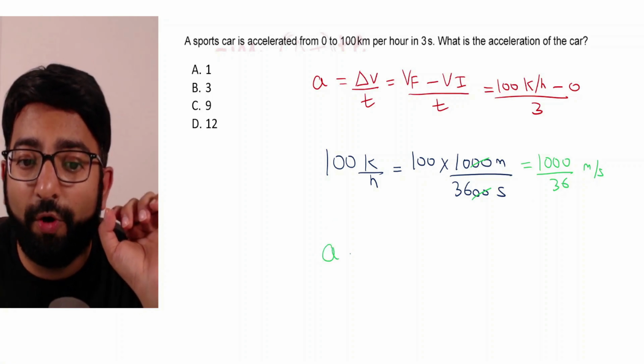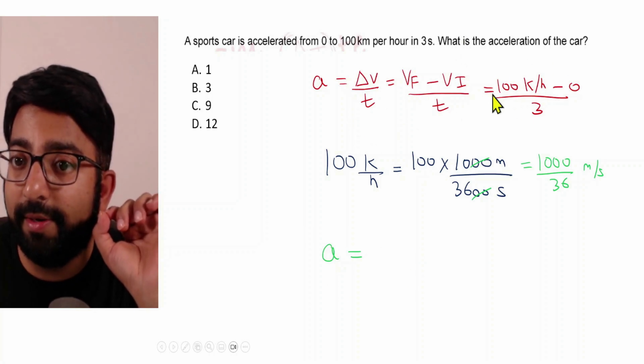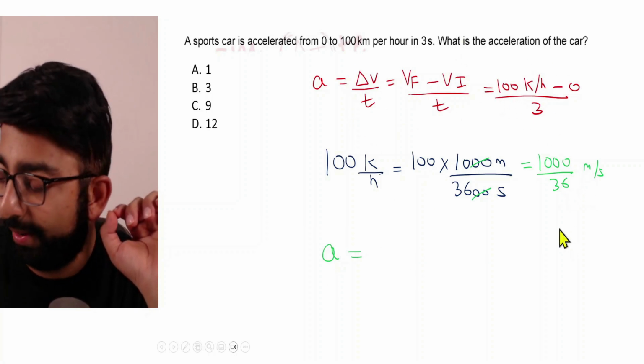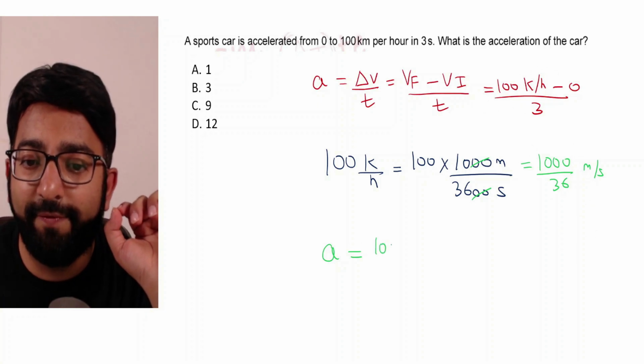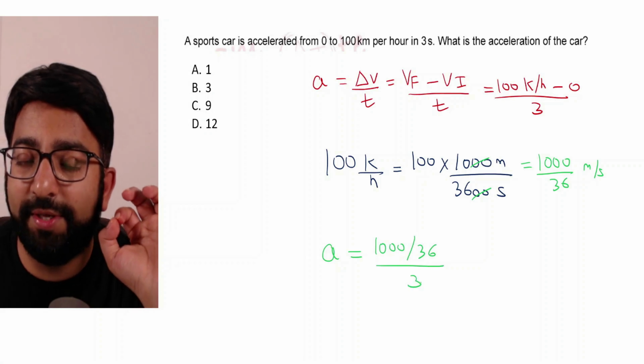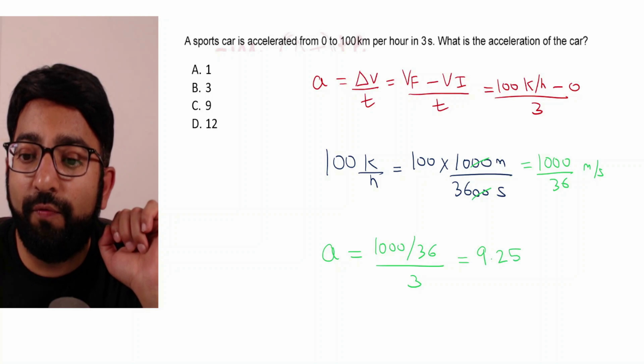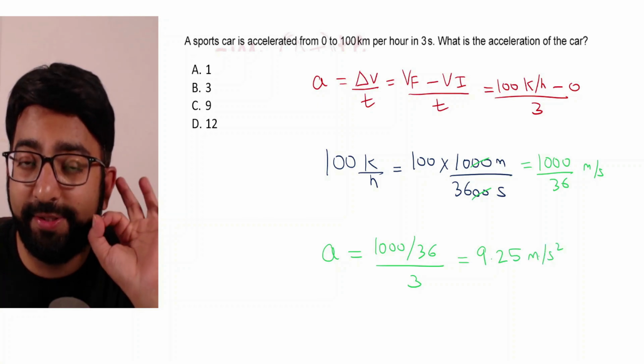Let's put this value in the formula for acceleration. Acceleration is change in velocity upon time. So 100 kilometers per hour was 1000 by 36. So in the numerator, we will write 1000 divided by 36, divided by the time, which is 3 seconds. If we simplify this, we will get approximately 9.25 meters per second square as the answer.